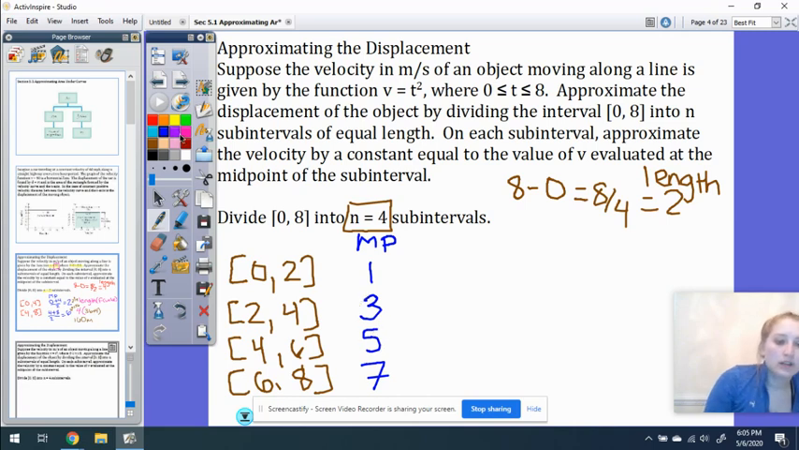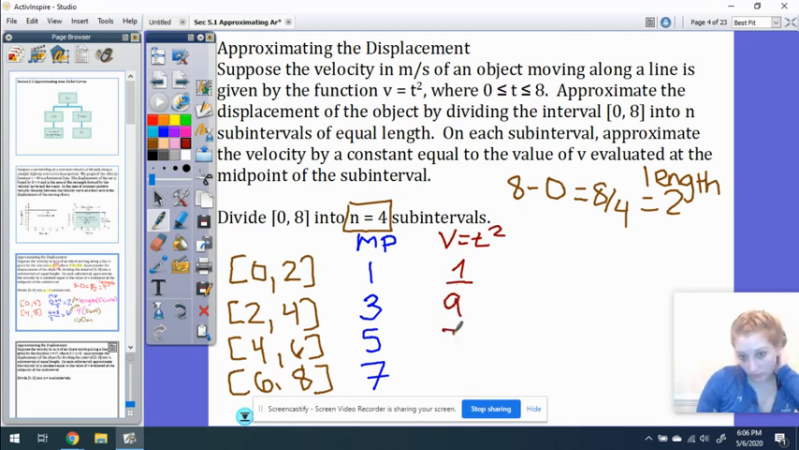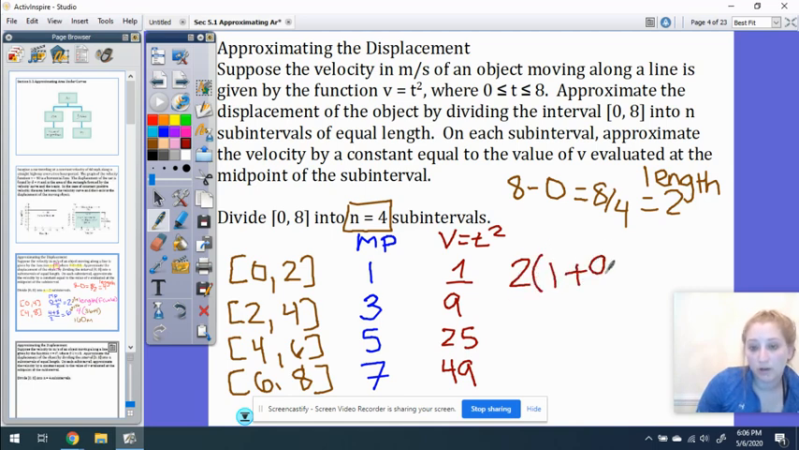Okay. Now the next thing that I'm going to do, just to make my life a little bit easier, is plug these midpoint values into my function. So 1 squared is 1, 3 squared is 9, 5 squared is 25, and 7 squared is 49. Then I'm going to take my length of 2 and multiply that by the sum of 1, 9, 25, and 49. If I do that, I'm going to get 168 meters.